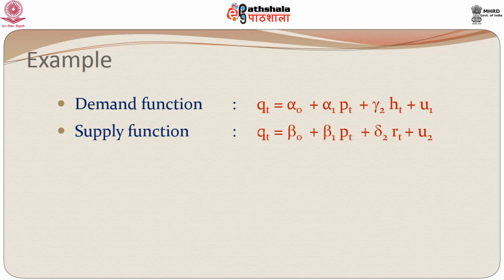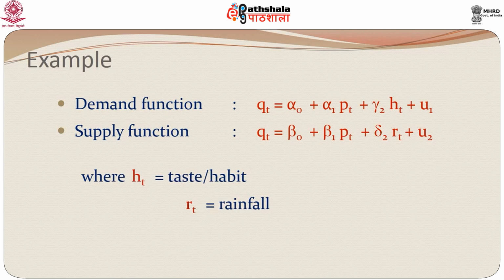In this case, delta 2 Rt is the new factor that comes in, and Rt we have assumed to be rainfall. So, the supply depends on rainfall. For instance, what is the amount of wheat that is coming into the market? That will be defined by what the amount of rainfall is. So, we have a rainfall effect also.